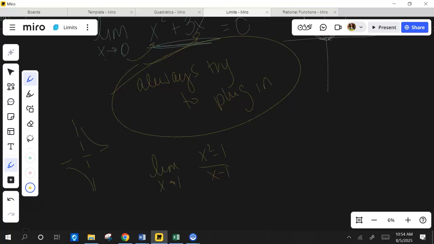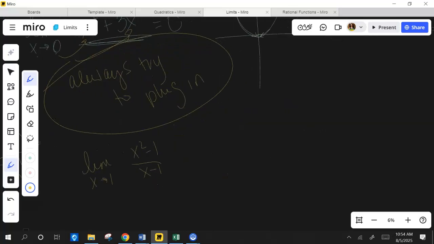So let's think about what it looks like on a graph. What's happening at 1 on the graph? If it's not defined, one of two things is happening. It's either an asymptote or a hole. How do I tell the difference? That's exactly right. If it cancels out top and bottom, it's a hole. If the bottom goes to 0, it's an asymptote, right?